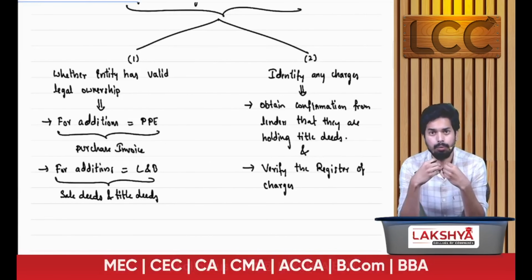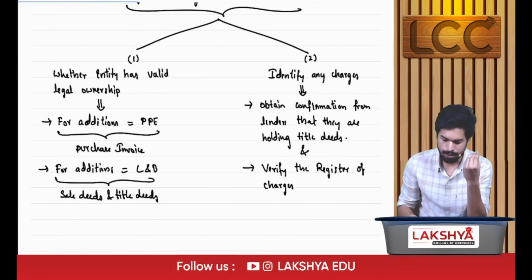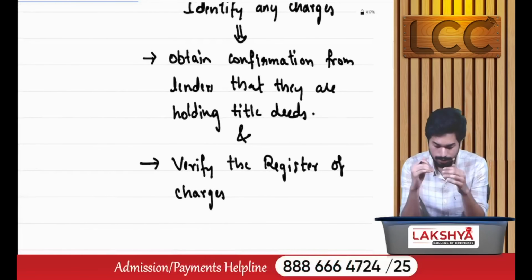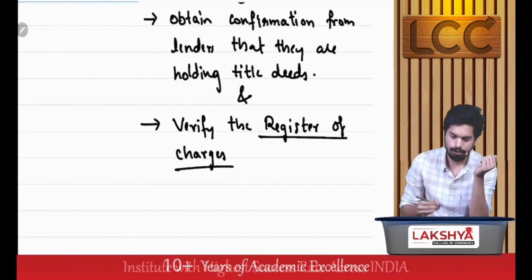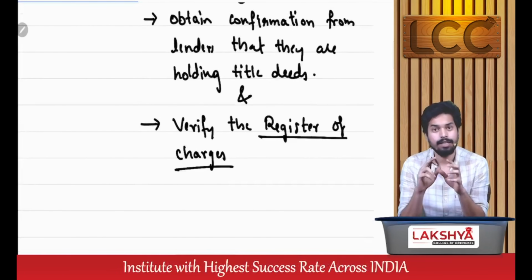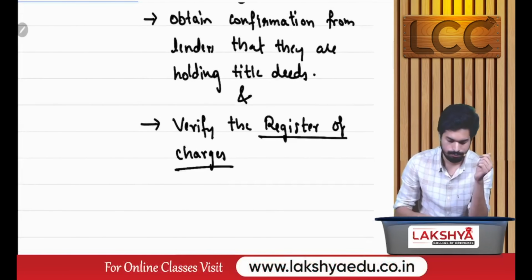For that, what audit procedures you have to perform? Obtain confirmation from the lenders that they are holding the title deeds, and also verify the register of charges for identifying the charges against the PP.